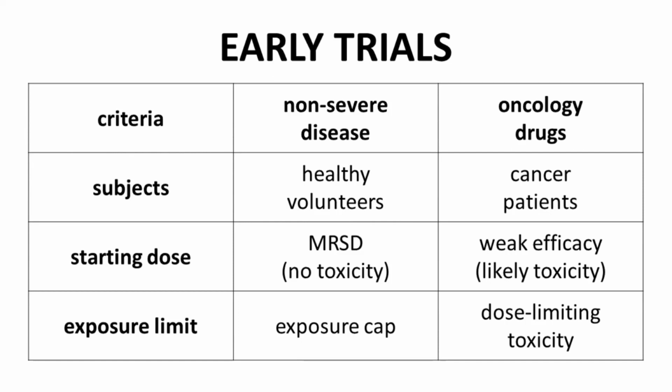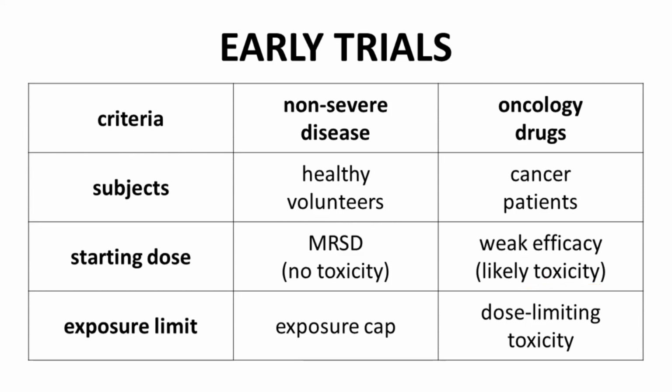In terms of the starting dose, phase 1 trials start with an MRSD determined from the NOAEL of preclinical toxicology studies, with the MRSD expected to show no toxicity. Efficacy will also likely be negligible. For oncology drugs, the subjects are patients. It would be unethical to give such a low dose that the patients would not likely have some benefit. The starting dose in oncology trials is therefore higher than the MRSD calculation would allow, and therefore the starting dose will also likely show some toxicity.